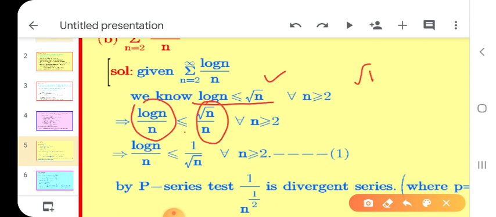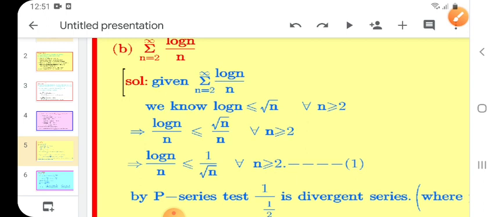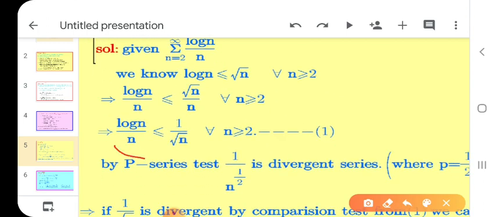What is the value of root n by n? I write n as root n into root n. After cancelling, we get 1 by root n. So we have log n by n less than or equal to 1 by root n.